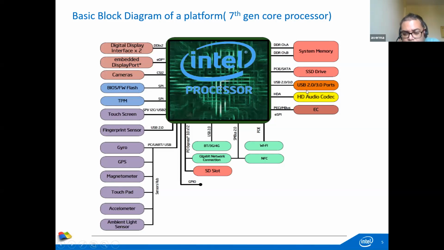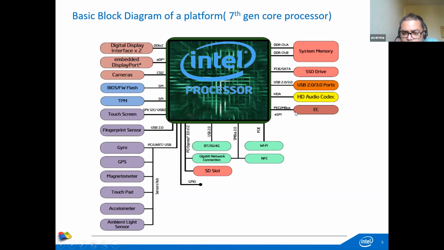Most of us have used USB. We have USB sticks, USB based headphones, and there are also USB based displays and so on. So you can see that to connect to those USB ports, you have USB 2.0, 3.0. These are again industry standards. So you need to have the controller inside this microprocessor, right?